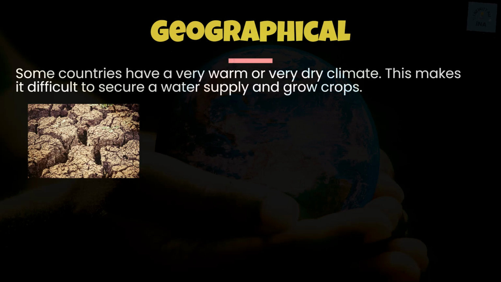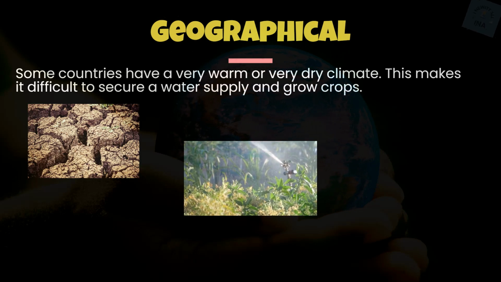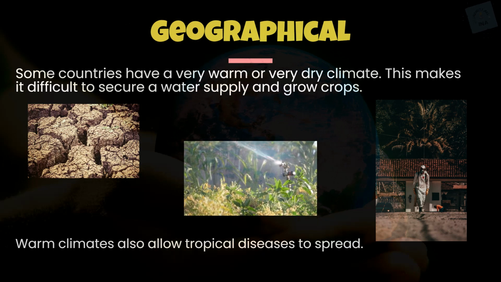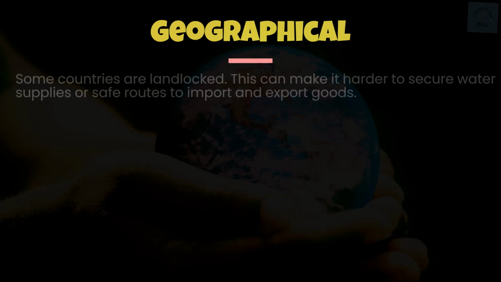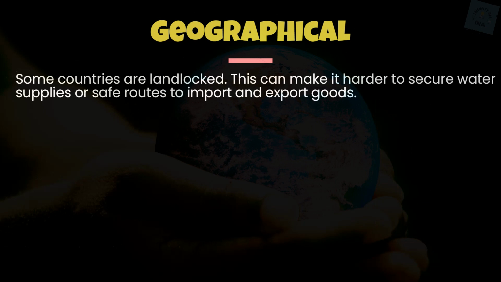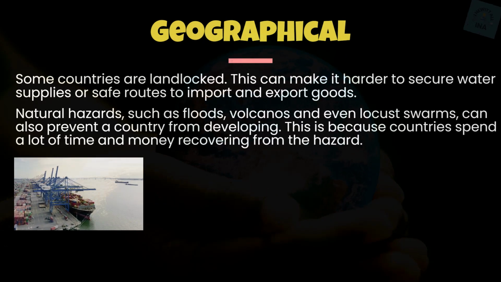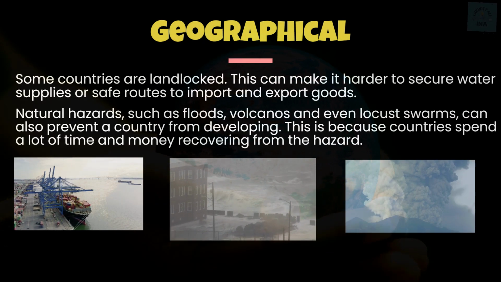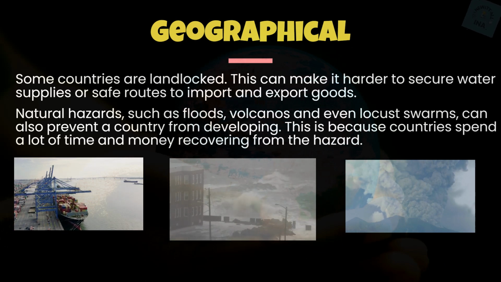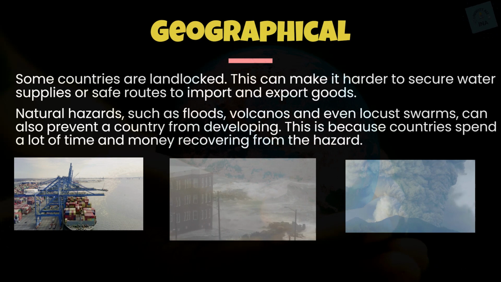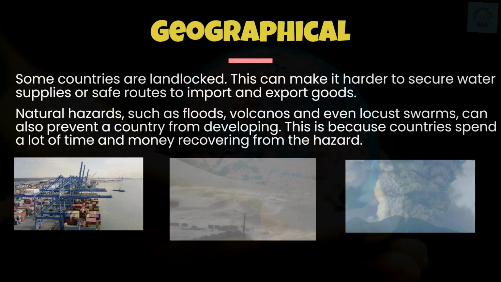Geographical. Some countries have a very warm or very dry climate. This makes it difficult to secure water supply and grow crops. Warm climates also allow tropical diseases to spread. Some countries are landlocked. This can make it harder to secure water supplies or safe routes to import and export goods. Natural hazards, such as floods, volcanoes, and even locust swarms, can also prevent a country from developing. This is because countries spend a lot of time and money recovering from the hazard.